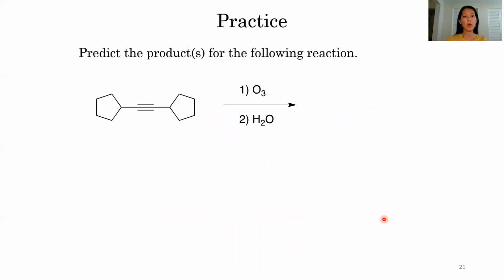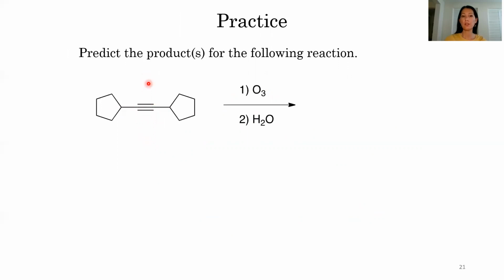Let's practice this one. You're going to take this internal alkyne and treat it with ozone and water. So pause this and write out the products that you would expect, and I'll go over it. So basically you're going to have a bond scission here, and these two carbons are going to have carboxylic acids.